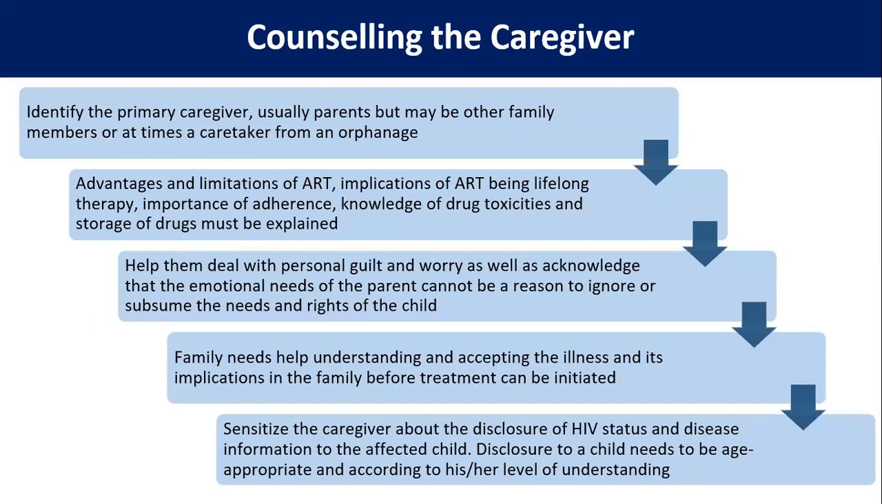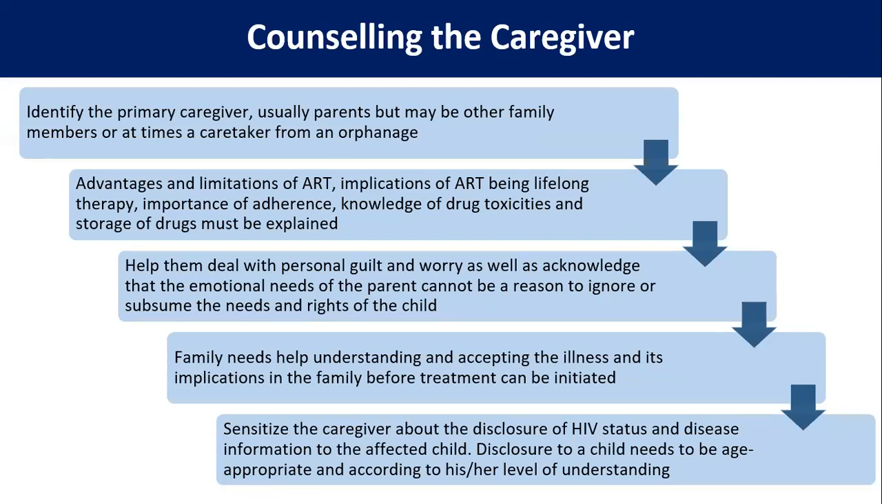Now, to counsel the caregiver, we need to identify the primary caregiver. Usually, it is a parent, one or both parents, but maybe other family members, or at times a caretaker from an orphanage. If the patient is an orphan, then a caretaker from the orphanage can be identified as a primary caregiver. Advantages and limitations of ART need to be told to the caregiver, that with ART almost a normal life is possible.